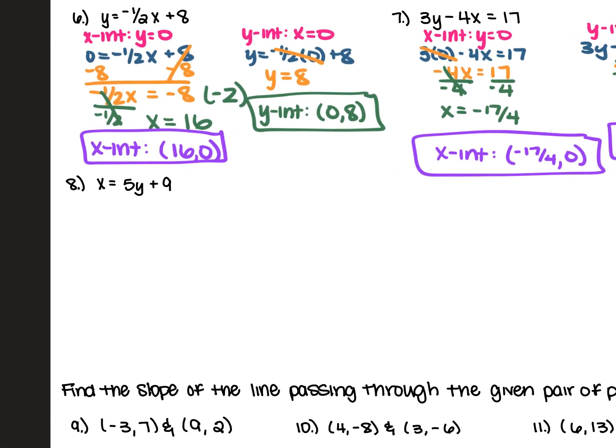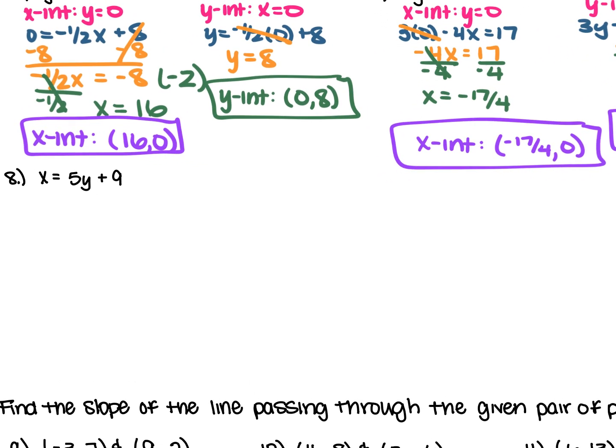For number 8, you have x is equal to 5y plus 9. So to find the x-intercept, plug in 0 for y. That's going to give us x is equal to 5 times 0 plus 9. Your 5 times 0 cancels out, so you just have that x is equal to 9. So that ordered pair for your x-intercept is 9, 0.